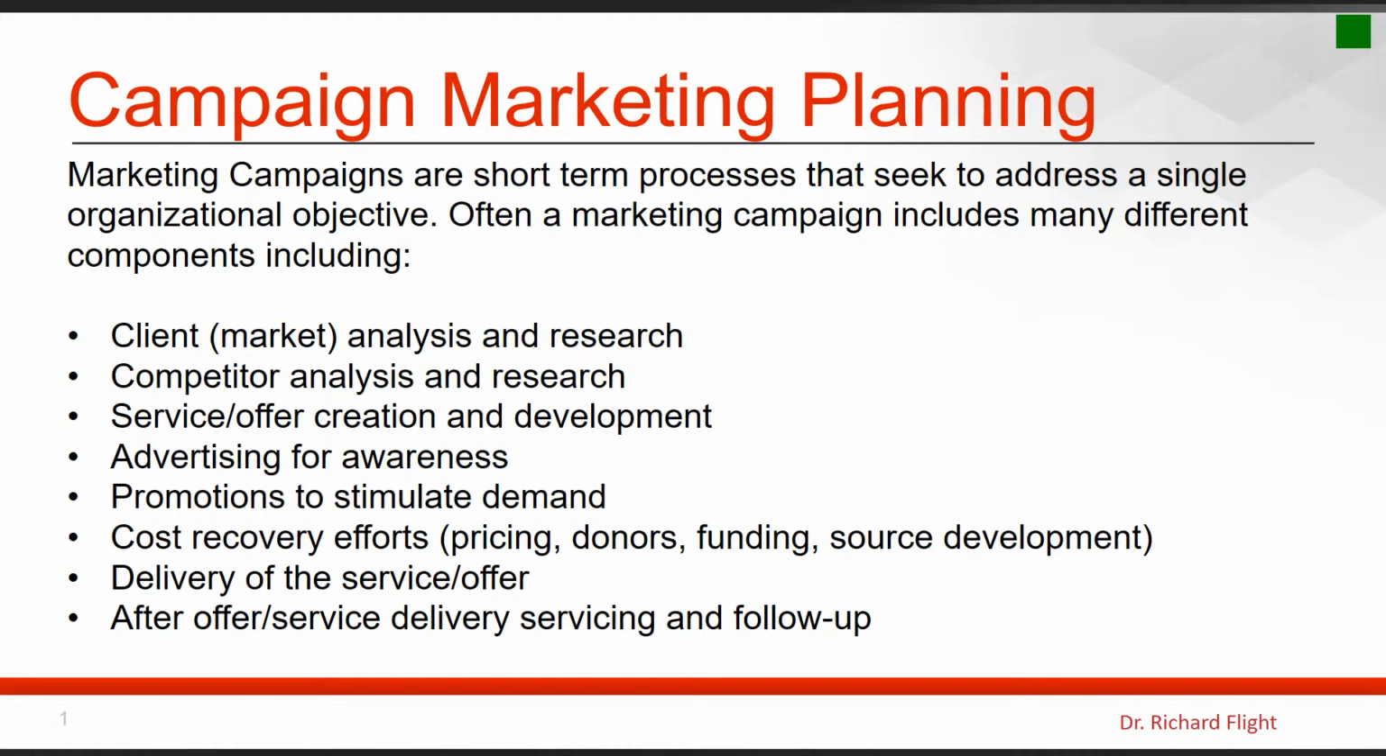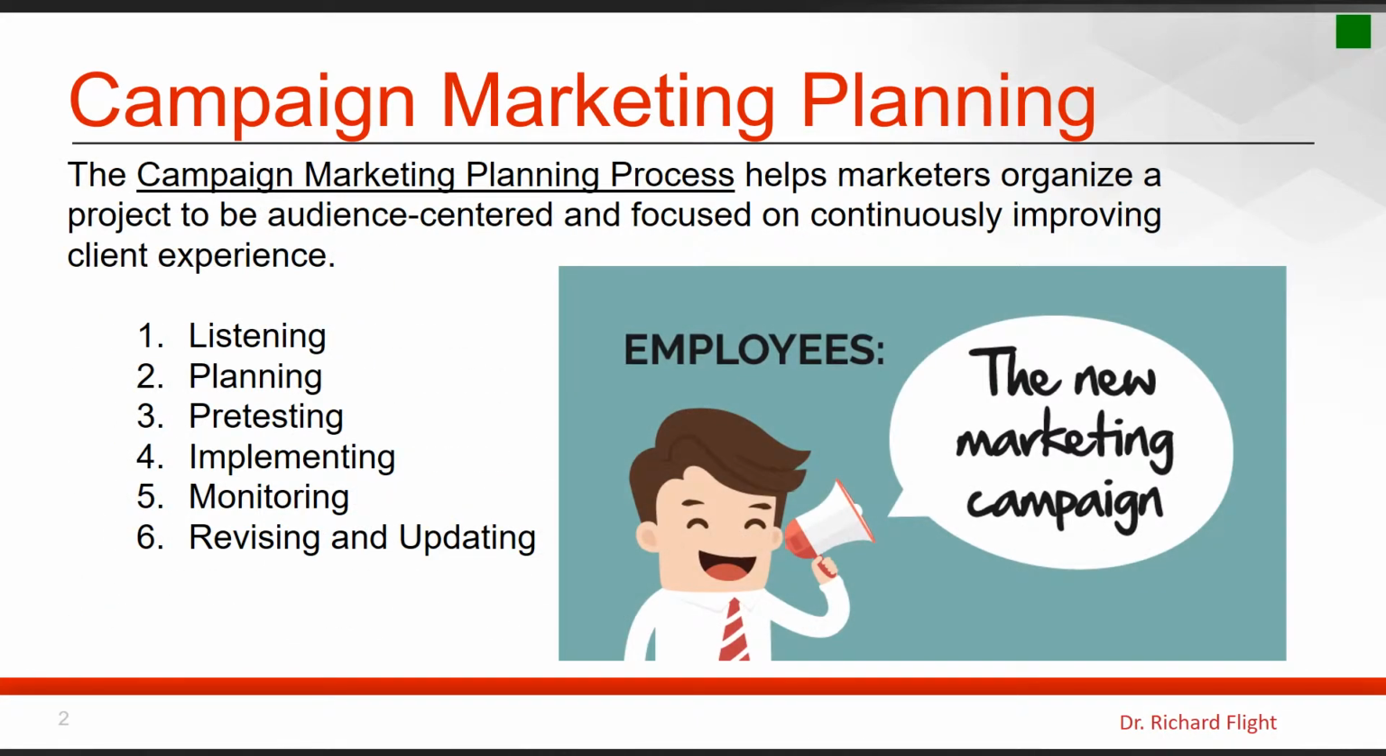So, these are the underlying activities that are done whenever you create a campaign. So always, when we do a campaign, check off this list. Make sure that these 8 activities are planned. Now, there is a planning process, which involves 6 different elements here. So the campaign marketing planning process then helps us accomplish those eight steps that we just looked at.